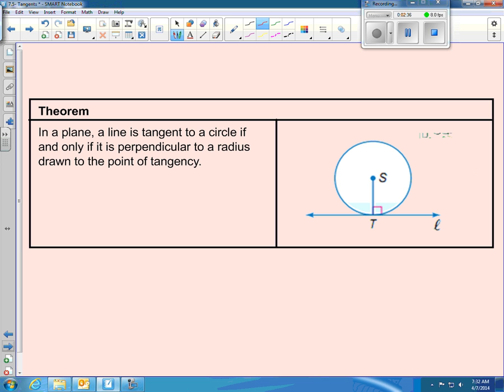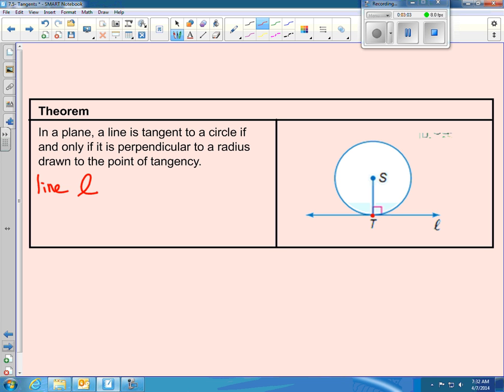Okay, so let's talk about our first theorem here. It says in a plane, a line is tangent to a circle if and only if it's perpendicular to a radius drawn at the point of tangency. So remember, point of tangency is that one point where they intersect. And so if my radius is perpendicular at that point, then we know that it's a tangent. So let's write that out for this picture.